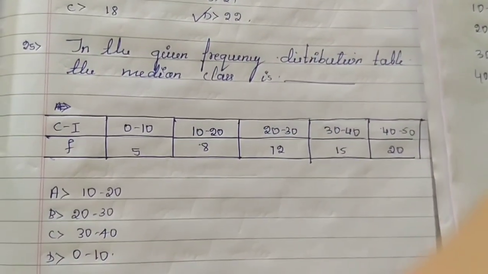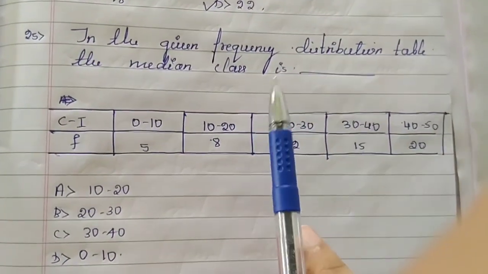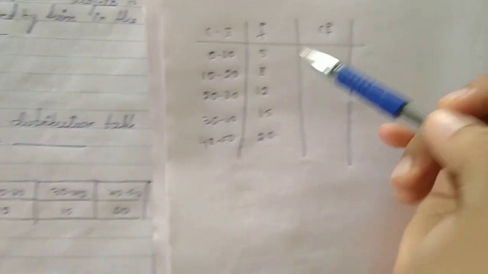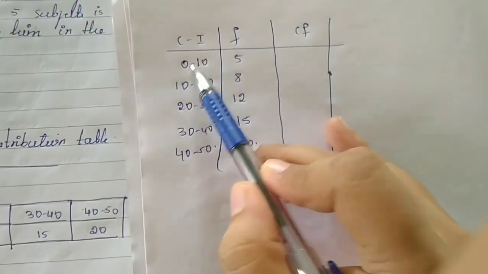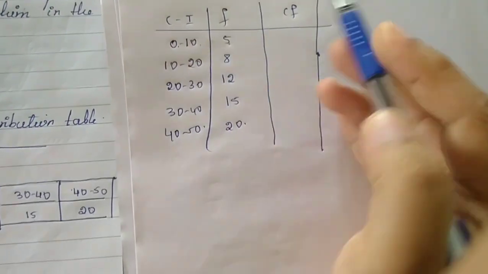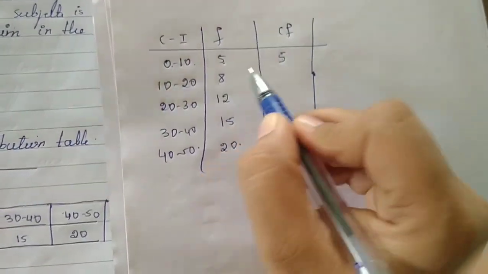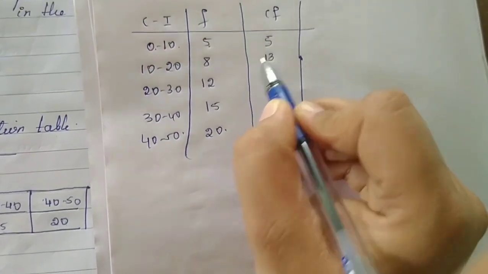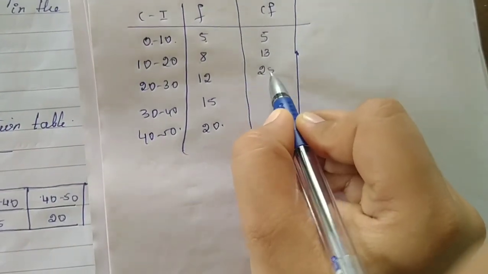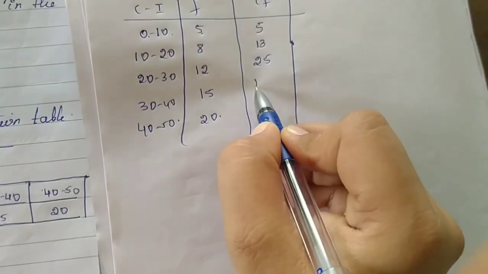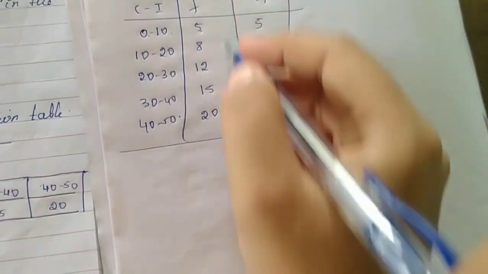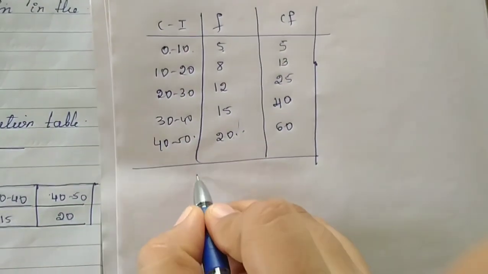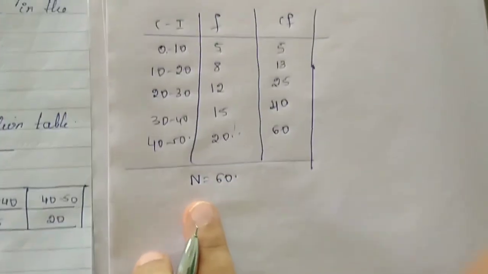Now let us see the solution. Before finding the median class, you have to find the cumulative frequency. 0 to 10 has the frequency 5, so 5 as it is. 5 plus 8 is 13, 13 plus 12 is 25, 25 plus 15 is 40, 40 plus 20 is 60. When you add these up, you are going to get n as 60.